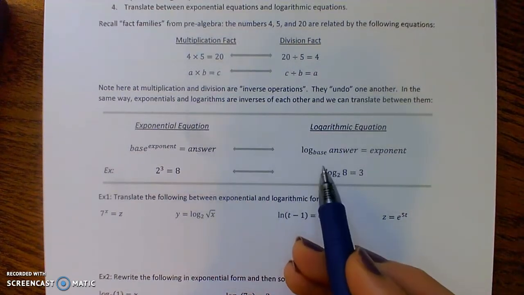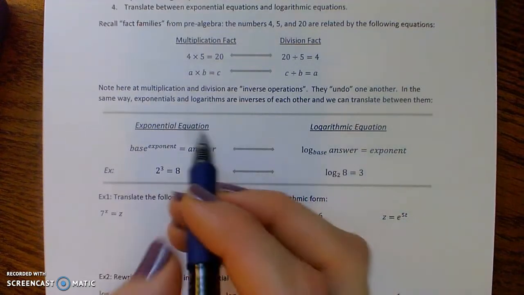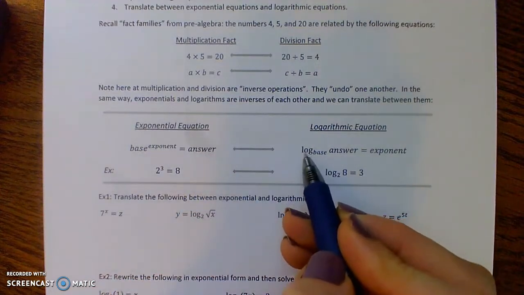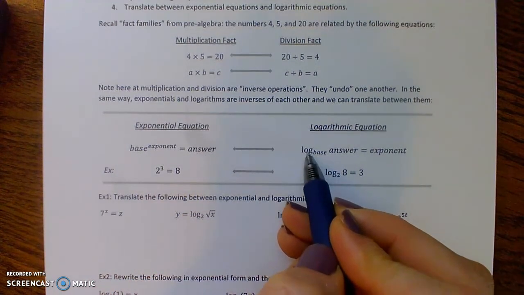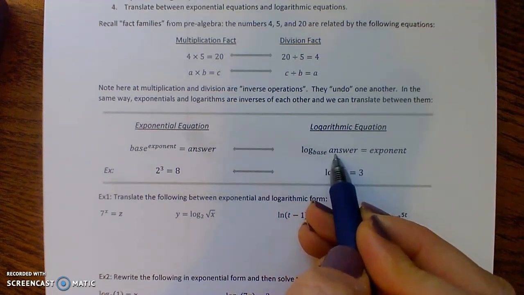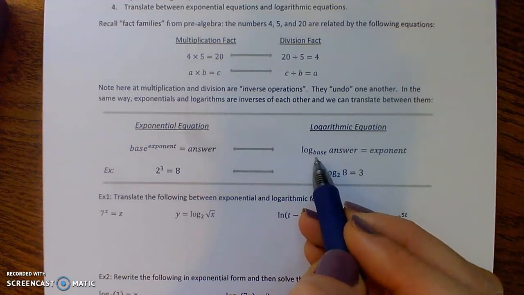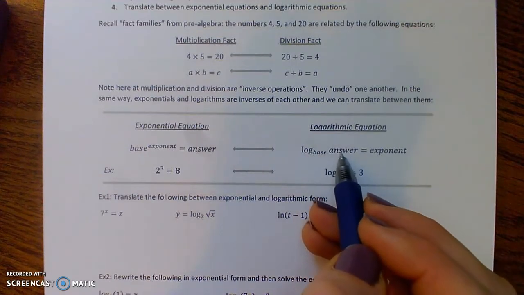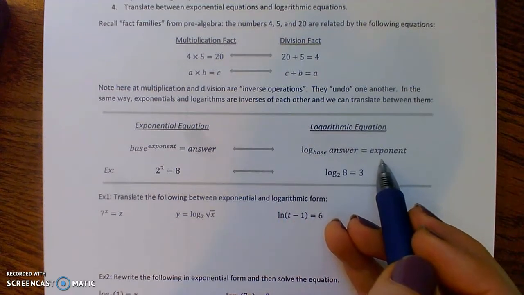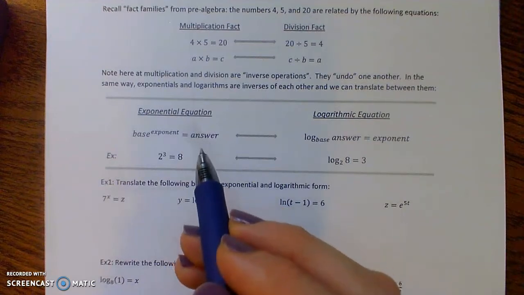Here's the dictionary for how to convert between exponentials and logarithms. If you take the base number and raise it to the exponent, you get the answer. The logarithm says log base, whatever the base was, of the answer gives you the exponent. So the logarithm says: base to what exponent power gives you the answer. Basically, the logarithm spits out the exponent in the expression, whereas the exponential spits out the answer.